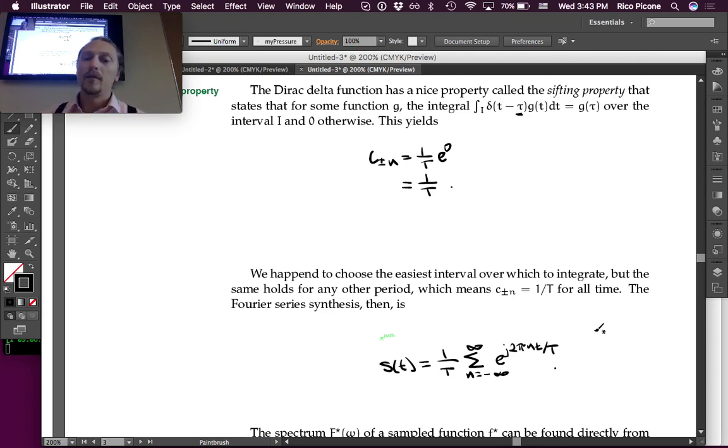Okay, so we've computed the Fourier series for this. When I say series, does Siri think that I'm saying Siri?